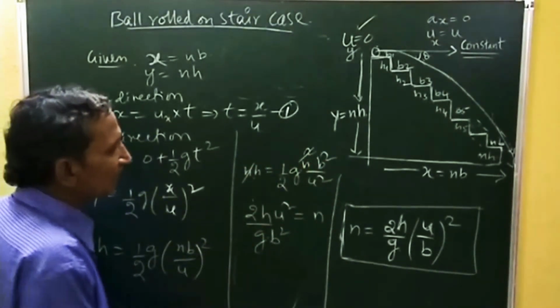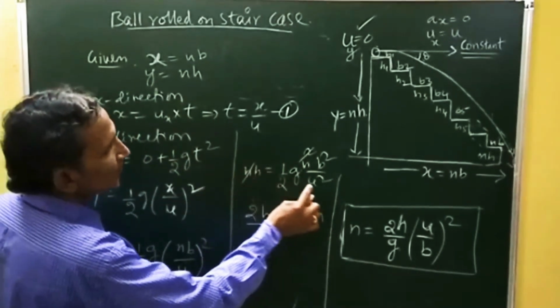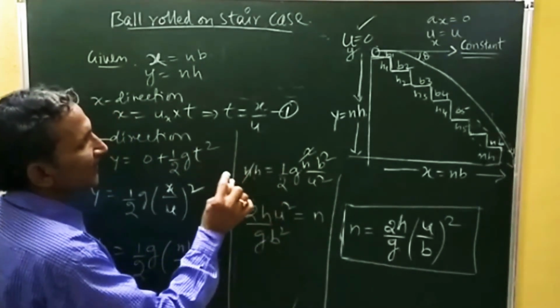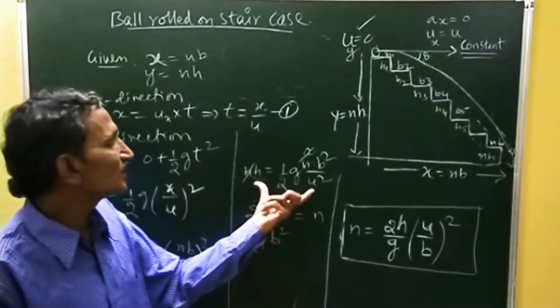Then if you want to know the initial velocity, it should be separated. Yes, h will come to the denominator and u square goes to the numerator. So we can get the initial velocity from this relation.